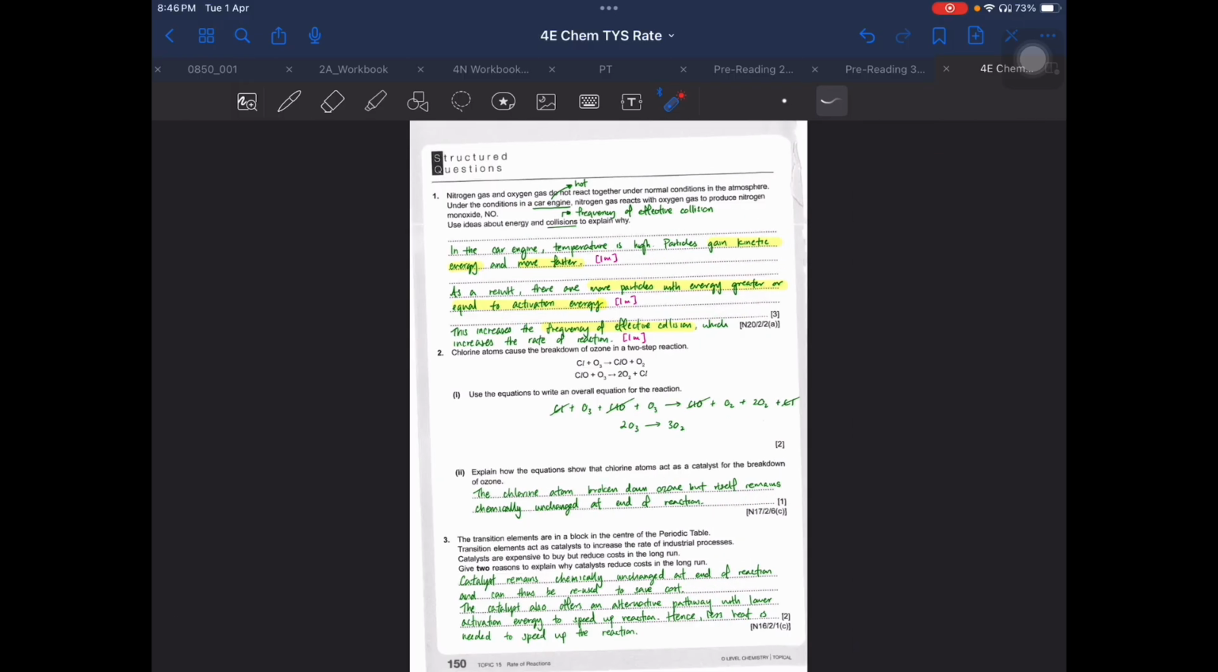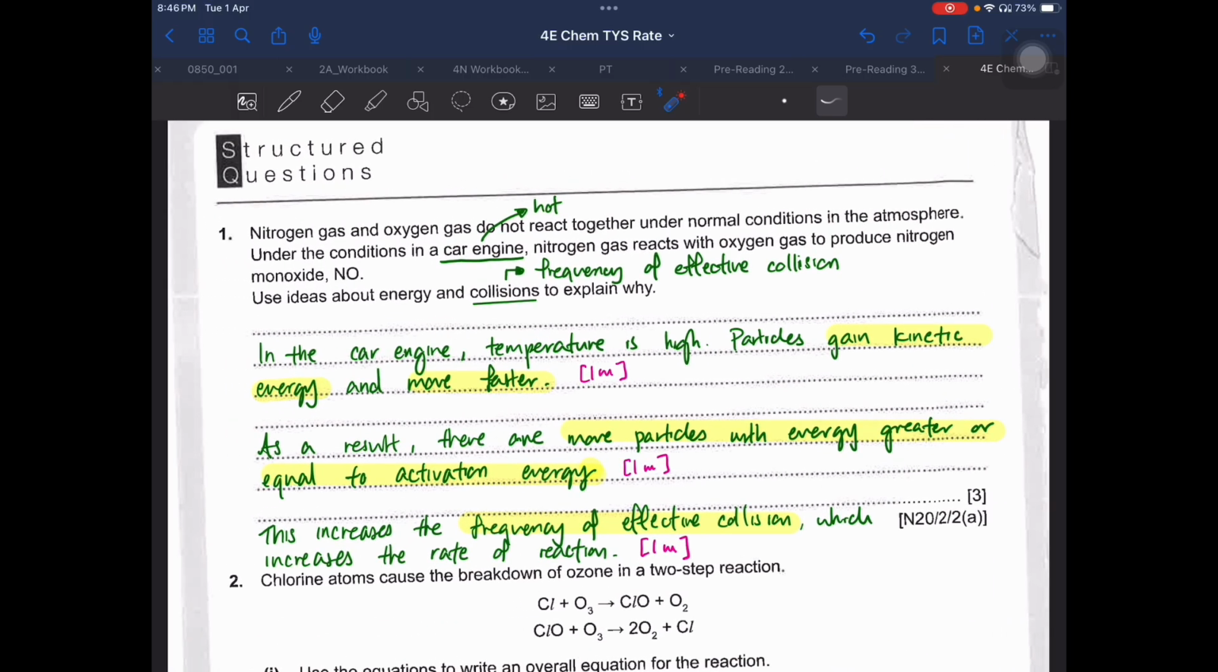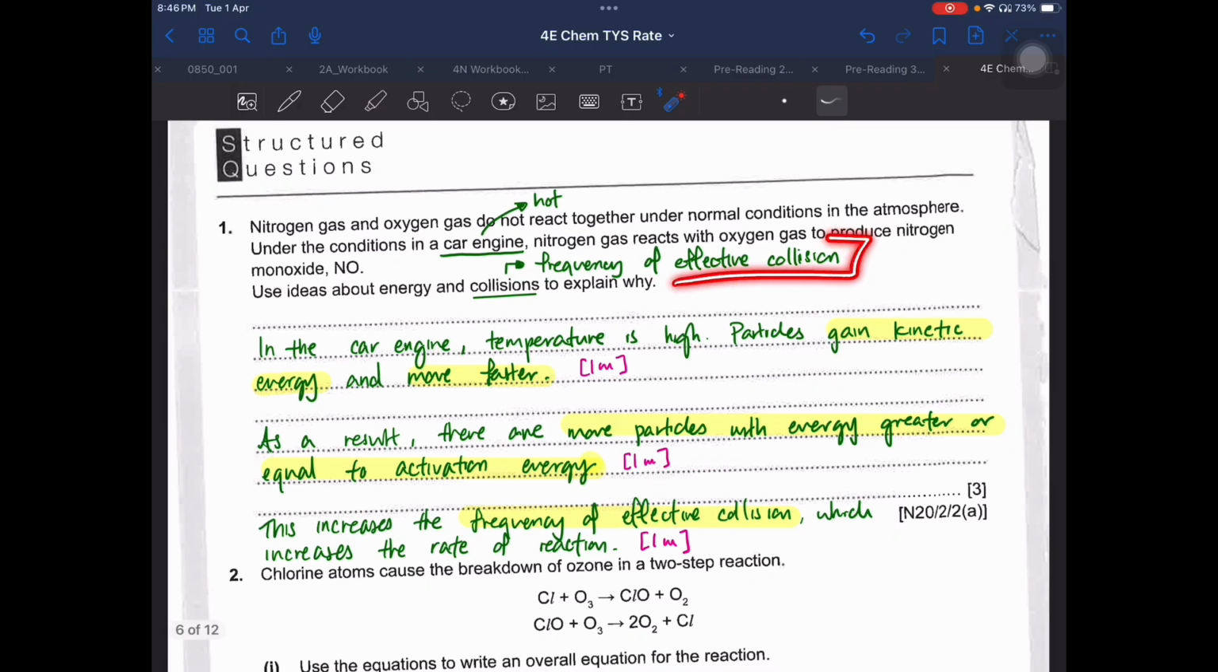Now, in terms of the structured questions, you'll notice that for this particular chapter, there's quite a bit of explanation on how the changes in things like concentration, particle size, or even temperature affect the rate of reaction. So this chapter actually emphasizes a lot on explanation, and as a student, when I explain the concept, just take note that we are supposed to use what we call the collision theory, which is our effective collision concept. So what do I mean by that?